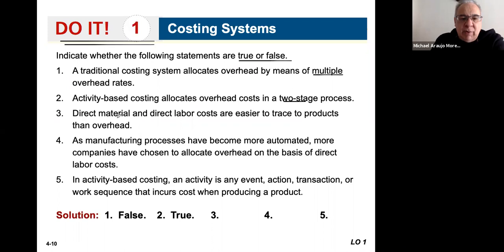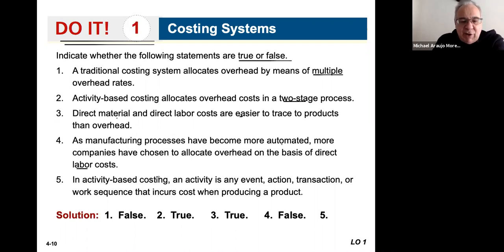Direct materials and labor are easier to trace to products than overhead. Well, that's also very, very true. And so that's one of the reasons why they wanted to put activity-based costing systems together, to make overhead more accurate to trace, what's going where. As manufacturing processes have become more automated, more companies have chosen to allocate overhead on the basis of direct labor. No, labor has become less of a factor, and so they're actually getting away from that. They've been moving toward using, as you see, activities and cost drivers.